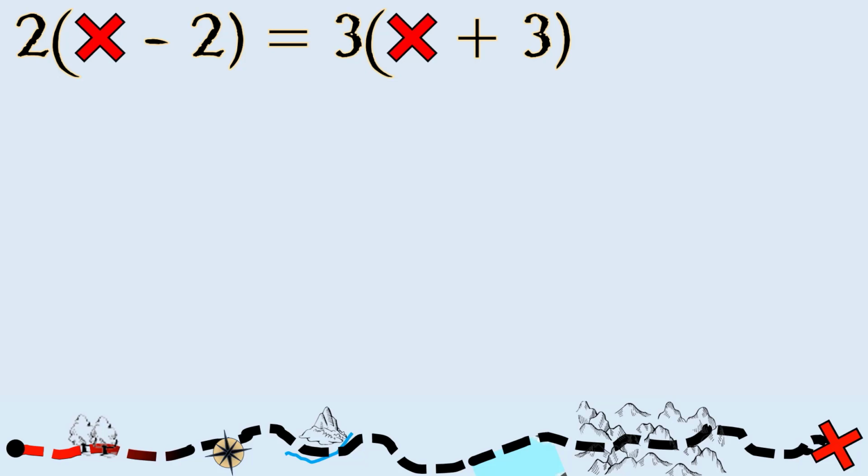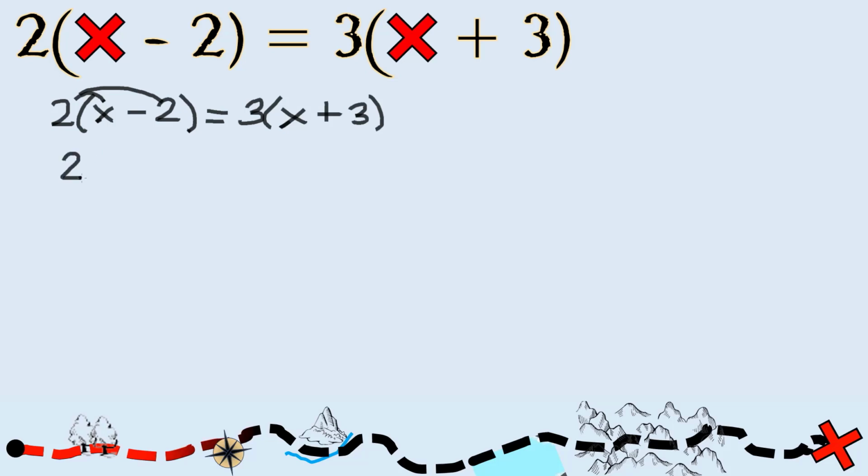Let me copy the equation here. So you have 2 times the first group, x minus 2, is equal to 3 times x plus 3. Before we could solve for the value of x, this is actually the first step, we are going to distribute that here and here by multiplication. So 2 times x is 2x, minus 2 times 2, we have 4.